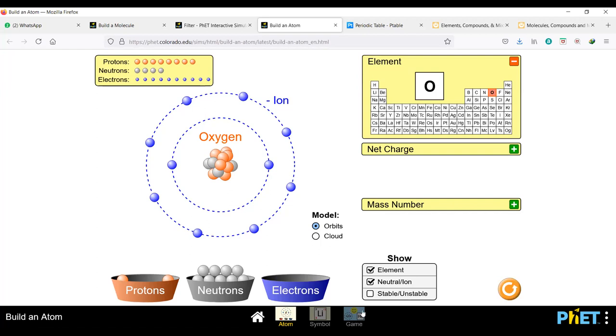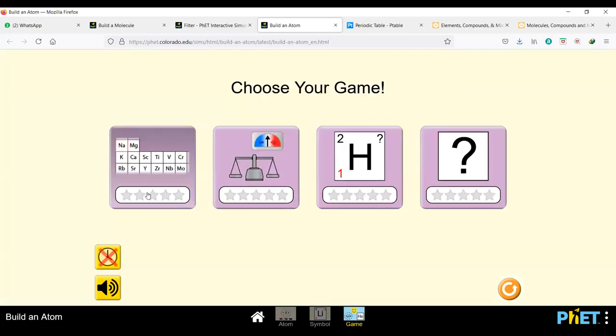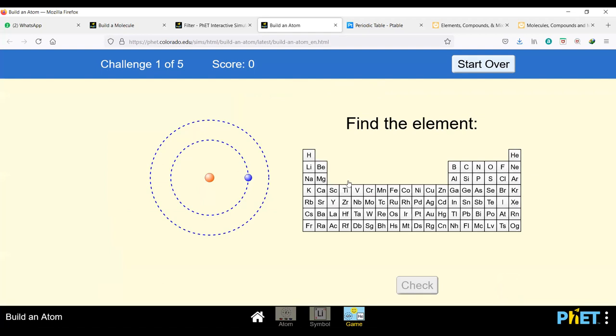Okay, let's try this. It's like a small quiz. Farah, here they are giving you an element, and you are going to tell me what this element is from the periodic table, and whether it is a neutral atom or an ion. What is this? It has only 1 electron.